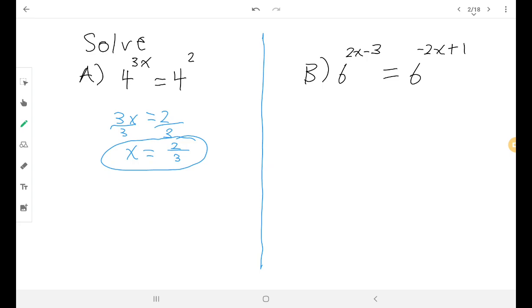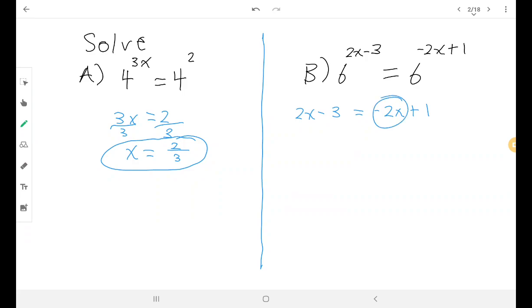All right, let's look at part B. Again, I've got a 6 there and a 6 there, so I can ignore them and just set the exponents equal to each other. All right? And we could do this either way. The most important part of this right now, you might remember from other algebra problems, is make sure you get all the x's on the same side first.